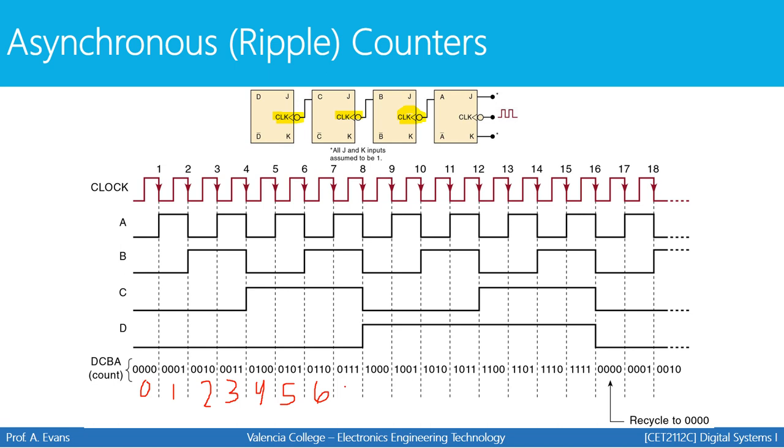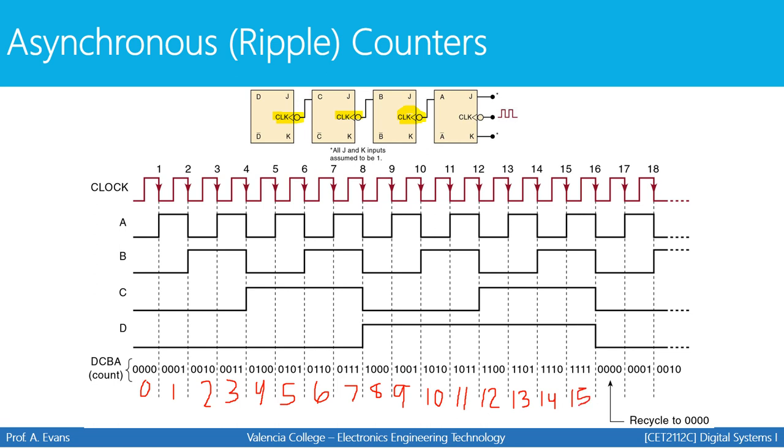6, 7, 8, 9, 10, 11, 12, 13, 14, and 1111 would be 15.